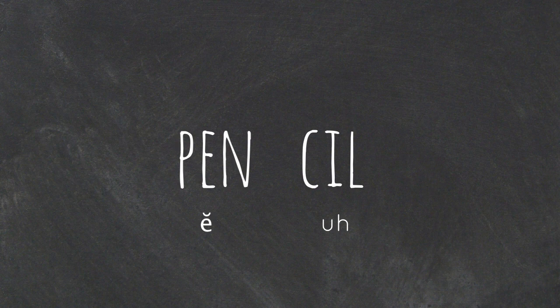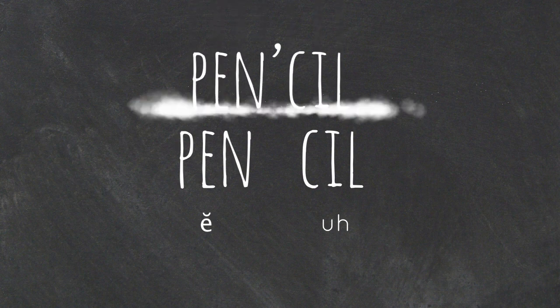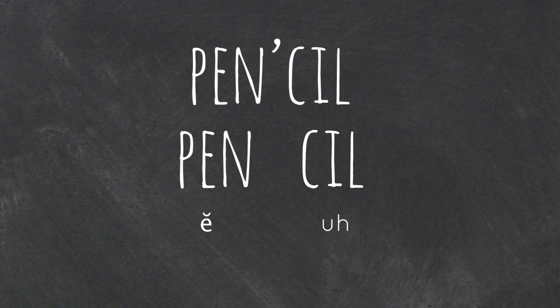And we'll talk more about that in a later podcast. So in this particular example, pencil, pen is the syllable that is accented. Sil is the unaccented syllable. This is normally shown in dictionaries by the use of an apostrophe. So when we see that apostrophe, we know that pen is the accented syllable, sil is not.